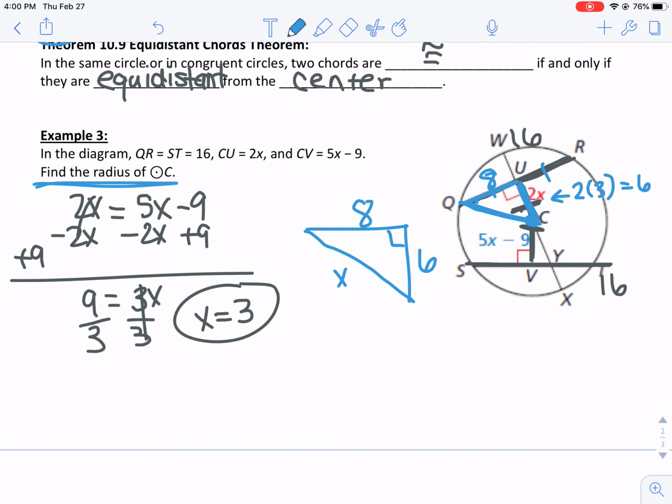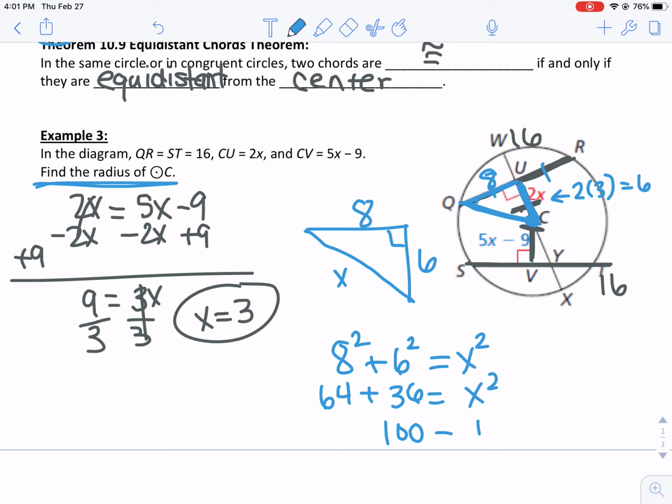So you're going to take 8 squared plus 6 squared, and I'm solving for x squared. 8 squared is 64, 6 squared is 36, and we don't know x squared. 64 plus 36 is 100. So that means x equals 10.